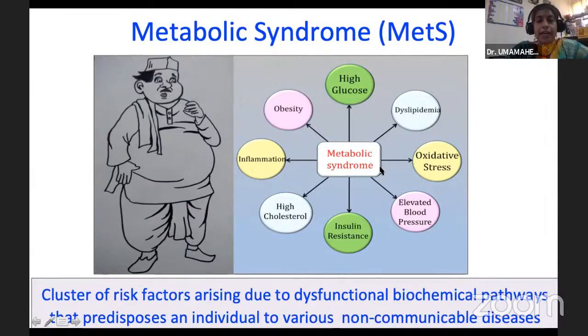So there can be a lot of complications that can arise as a result of elevation in certain risk factors, and these together are now called as metabolic syndrome or MET-S. Now, this metabolic syndrome has become a dominant feature because of modern lifestyle. We have more sedentary lifestyle, and there is a lot of fast food or junk food culture that has actually made us more prone to these types of risk factors.